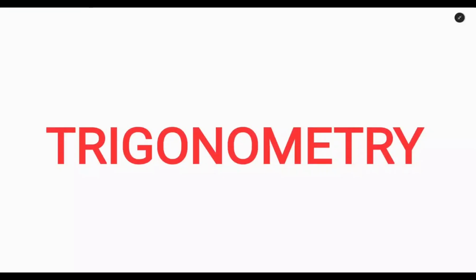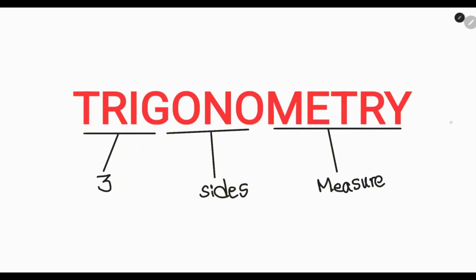Today we'll start trigonometry. The word trigonometry comes from Greek where tri means three, gonus means sides, and metry means measurement. And as the name suggests, trigonometry mostly deals with triangles and the relationship between angles and sides of a triangle.